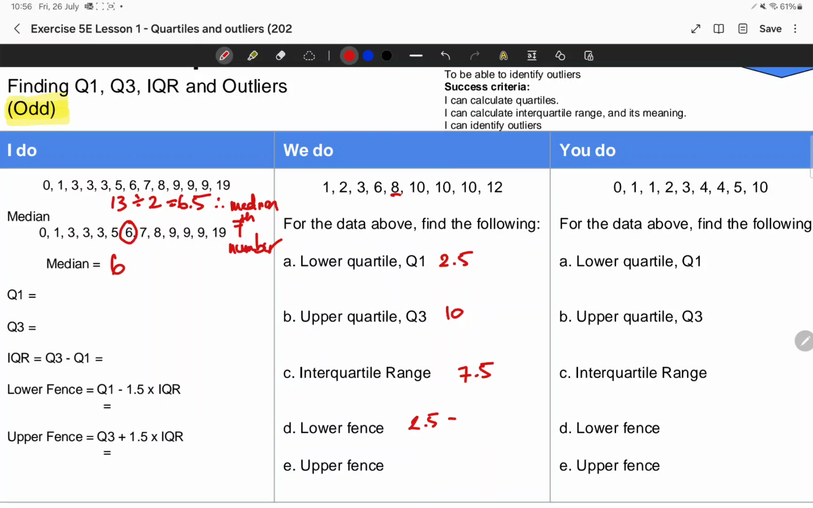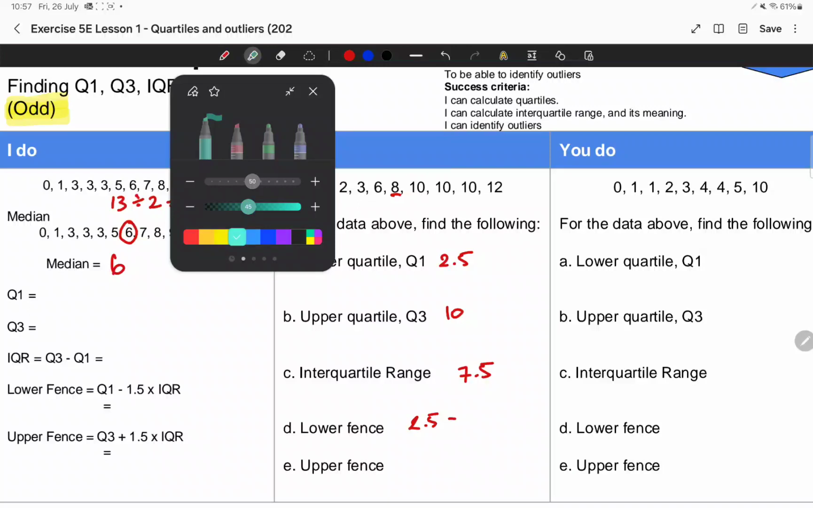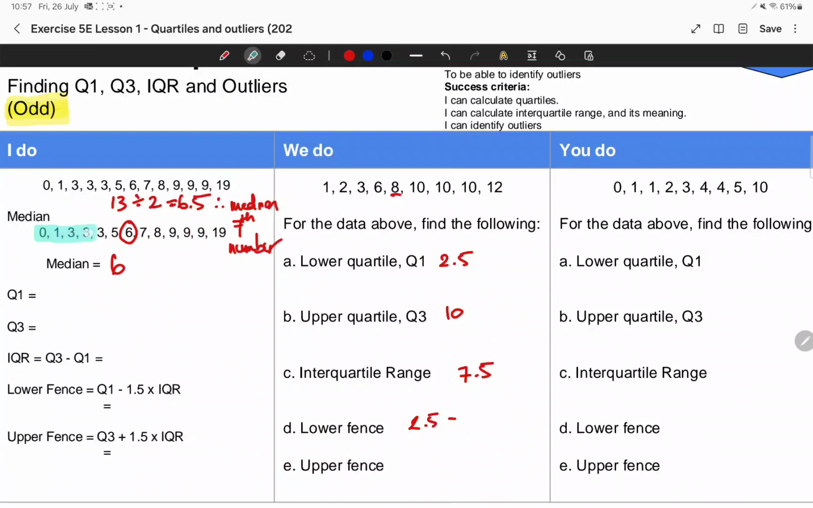Okay. All right. Next, we are going to do our Q1. We don't consider the median, but with the Q1, I'll actually highlight it. We are considering these numbers right here. So what's the middle number with these numbers? It's actually these two numbers. So we'll do 3 plus 3 divided by 2. So the answer is going to be 3.